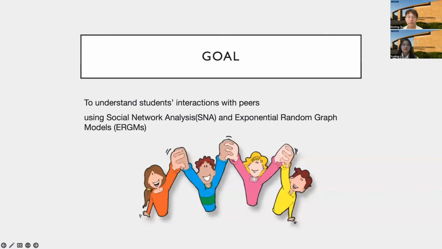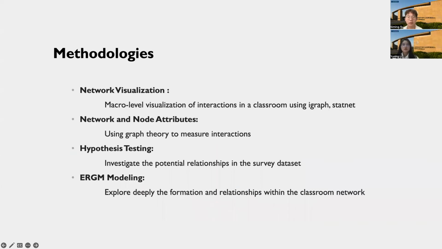To understand students' interactions with peers, we collected data from a statistics course with over 200 students enrolled and applied social network analysis and exponential random graph models. We first introduced the content of methodologies, which include network visualization, network and node attributes, hypothesis testing, and ERGM modeling.